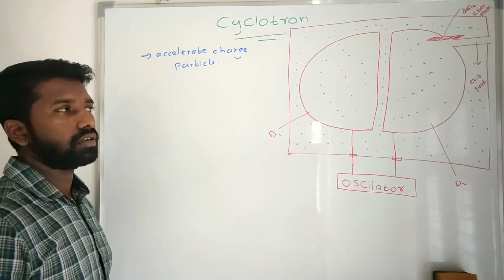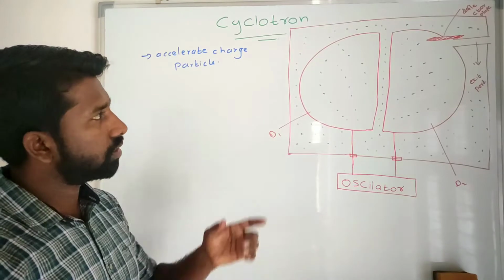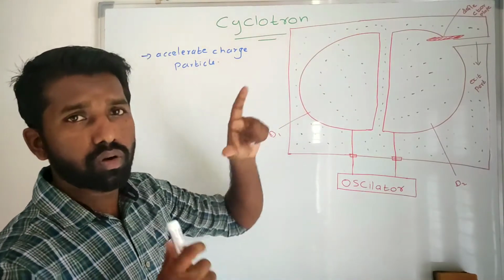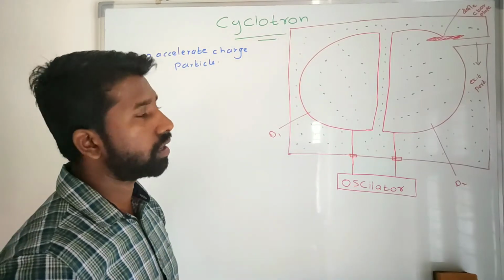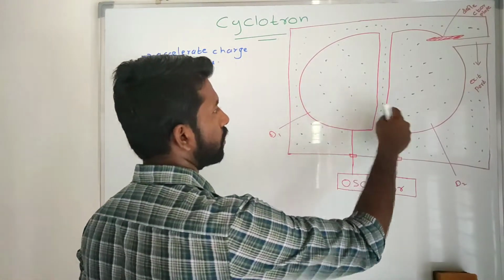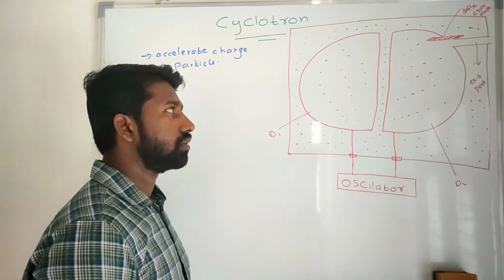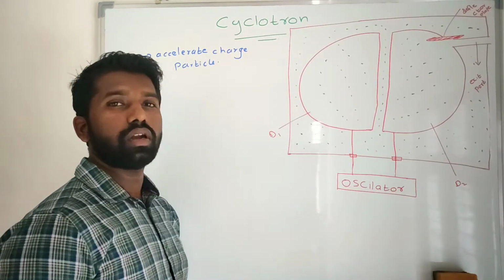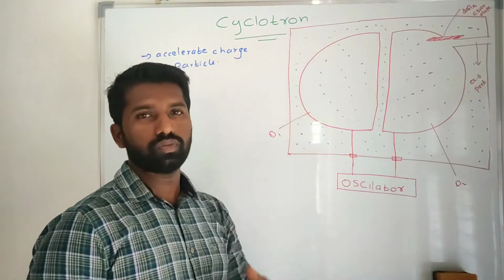This is the construction of the cyclotron. It consists of two hollow metallic D-shaped containers. These two containers we will call Ds, D1 and D2.